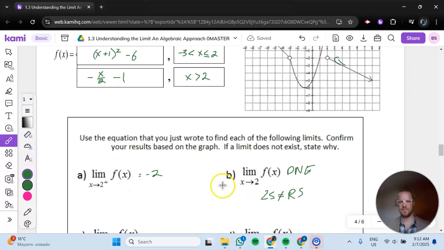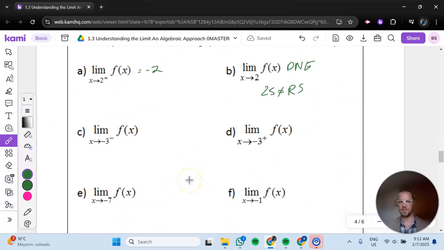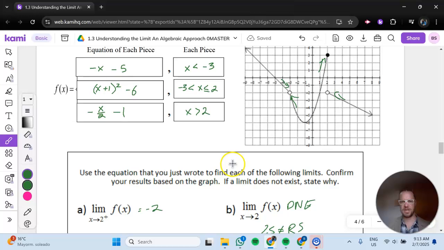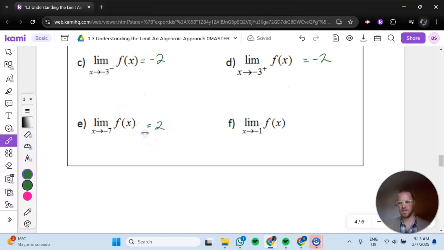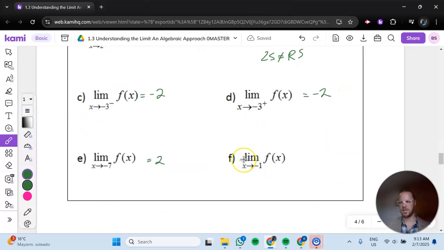All right, next one is negative 3 from the left and the right. From the left I've got negative 2, from the right negative 2, on both of those. So they do exist. And our last two here, as x approaches negative 7, that's just a value. It's on the graph, so it's going to be 2. And then on this one I've got it approaching negative 1. Hey, look, that's the vertex. From both sides I can see that this is going to be negative 6.